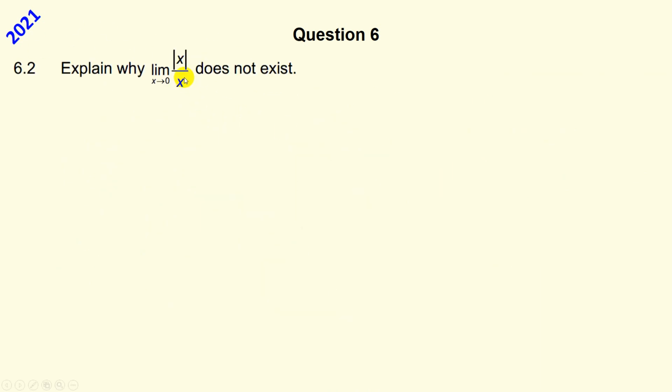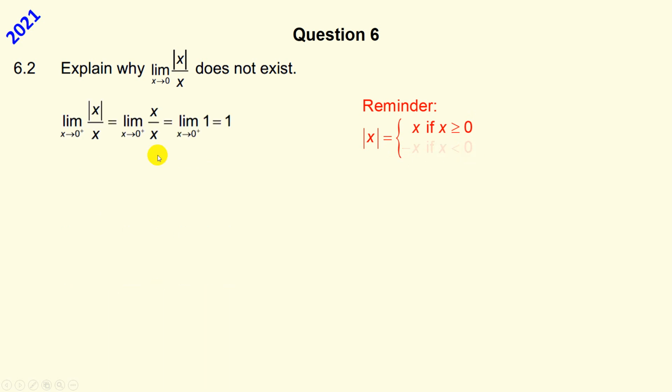Explain why the limit of absolute value of x over x as x tends to 0 does not exist. Now, when you're doing this sort of thing, you always have to go back to the definition of absolute value, which is: absolute value of x equals x, so it stays as it is if x is greater than or equal to 0, but negative x if x is less than 0, meaning you have to change the sign of x if x is less than 0. So we're going to break it down into two parts.